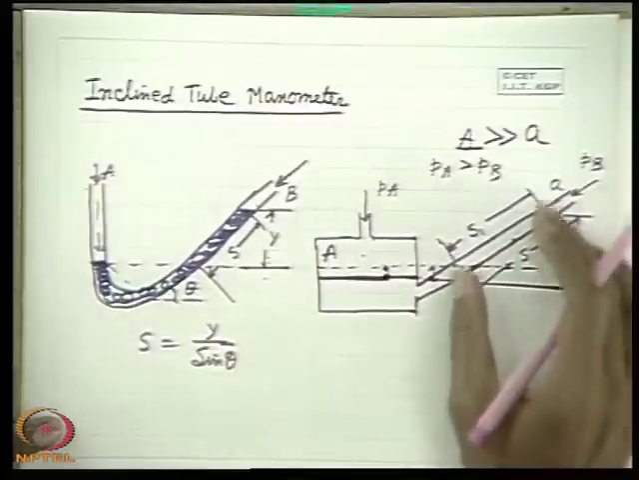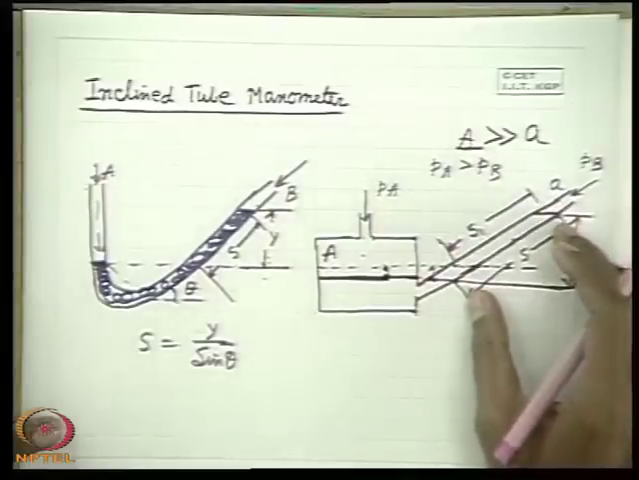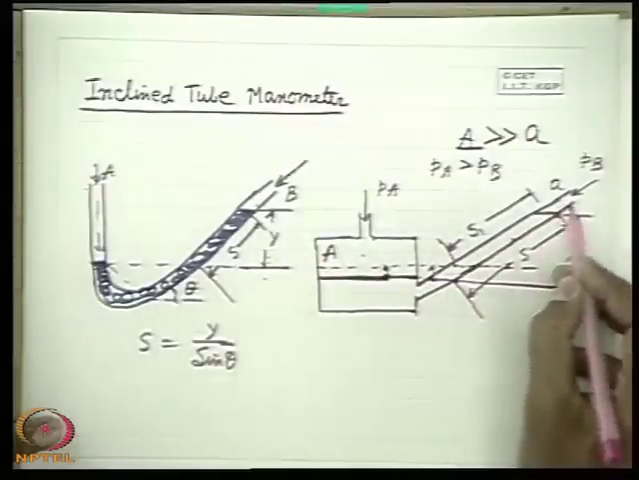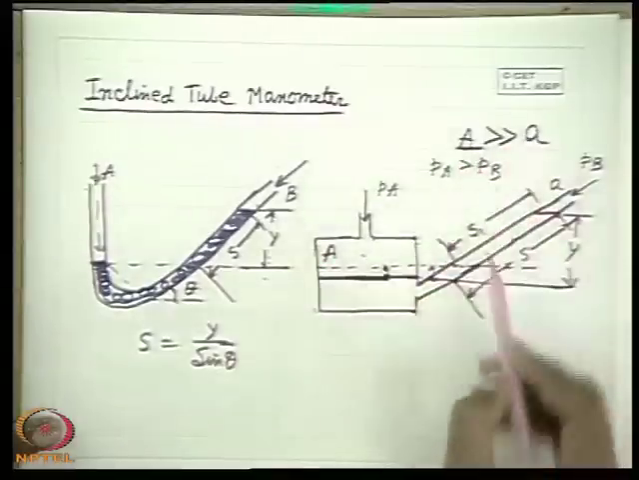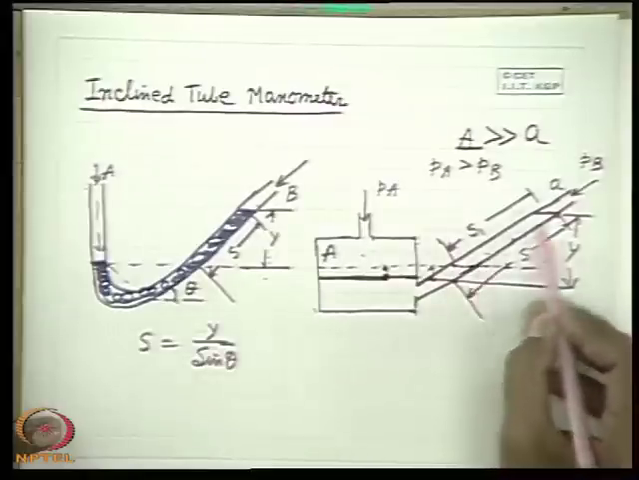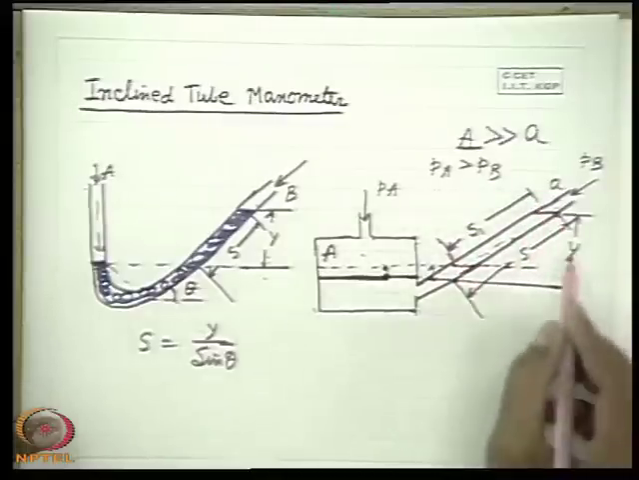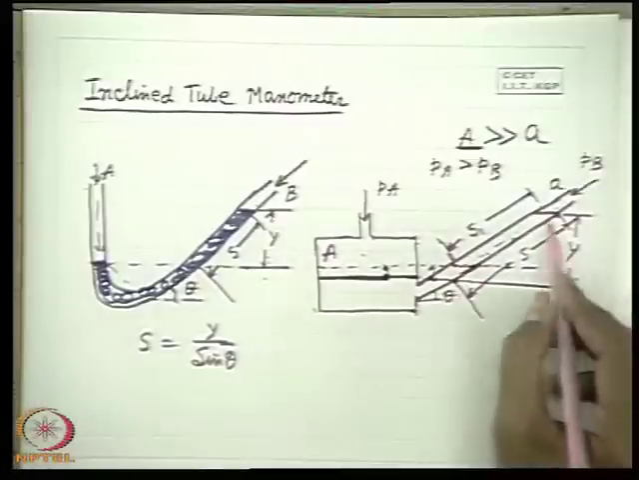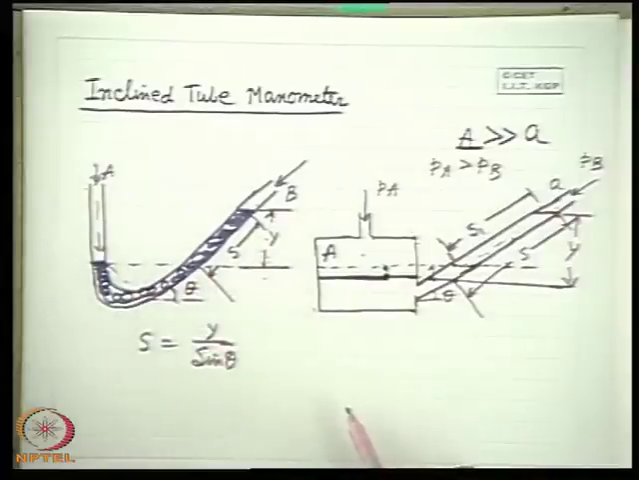So the error in taking S1 as the measurement instead of S is very small. We need only this inclined part of the tube to be transparent, and the rest can be made metallic if the cross-sectional area is larger. We simply take the initial level and the final level, and the displacement along this inclined tube is measured. So this displacement is magnified by a factor of 1 by sin theta, instead of having a vertical displacement here, as I have explained.